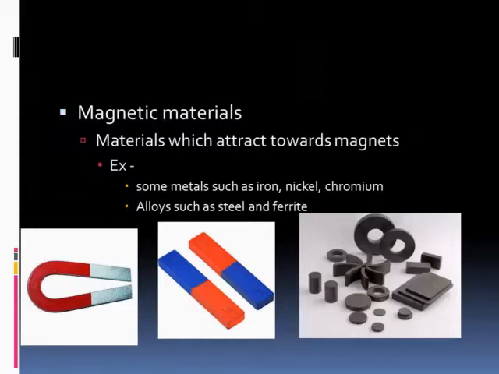So you observed some materials which are attracted towards magnets. These materials are called magnetic materials. Examples for magnetic materials are some metals such as iron, nickel, chromium, and also alloys such as steel, ferrite.